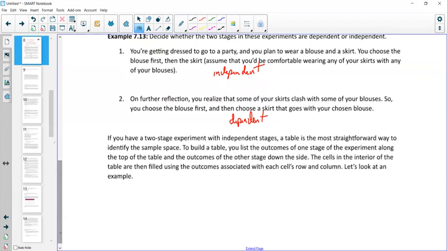If you have a two-stage experiment with independent stages, a table is the most straightforward way to identify the sample space. You build a table, you list the outcomes of one stage of the experiment along the top of the table, outcomes of the other stage down the side. Cells in the interior of the table are then filled in using the outcomes associated with each cell's row and column. So let's look at an example.